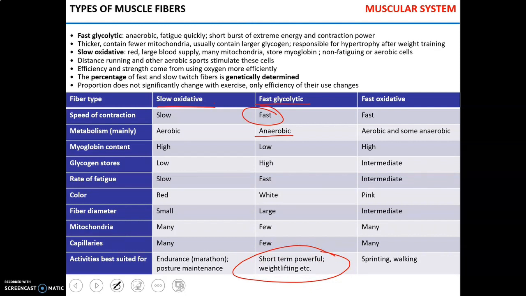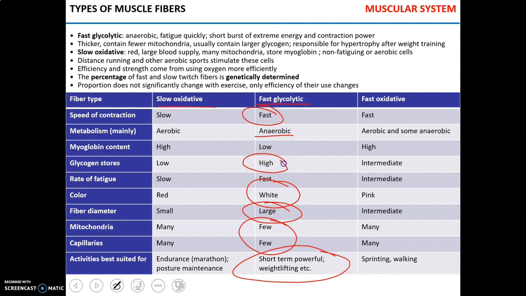These muscle fibers are thick, okay? They have few mitochondria and very few capillaries because they don't need oxygen and they don't do oxidative respiration. They are white, well, not white, but whitish in color.